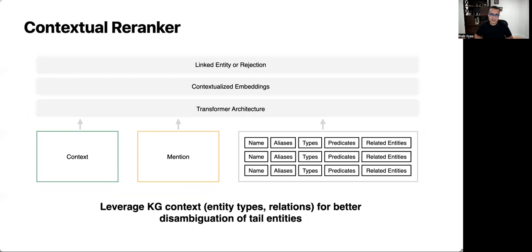That transformer-based contextual re-ranker, as I said, uses the context, the mention, and that rich representation of the graph. And by leveraging the KG context, entity types, and relations, we do extremely well on disambiguating tail entities. So we increase both precision and recall with a very high threshold of confidence, because the system is also able to reject the linking exercise by saying we don't have enough confidence to link it to any entity in the graph, so as not to confuse downstream applications.